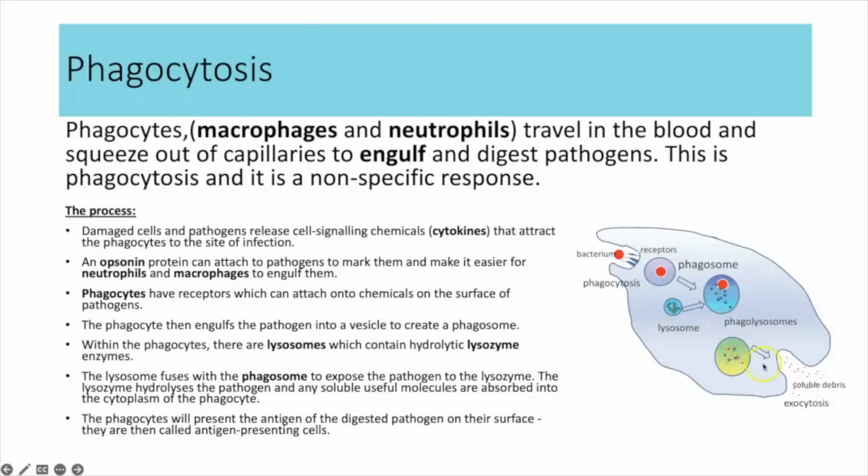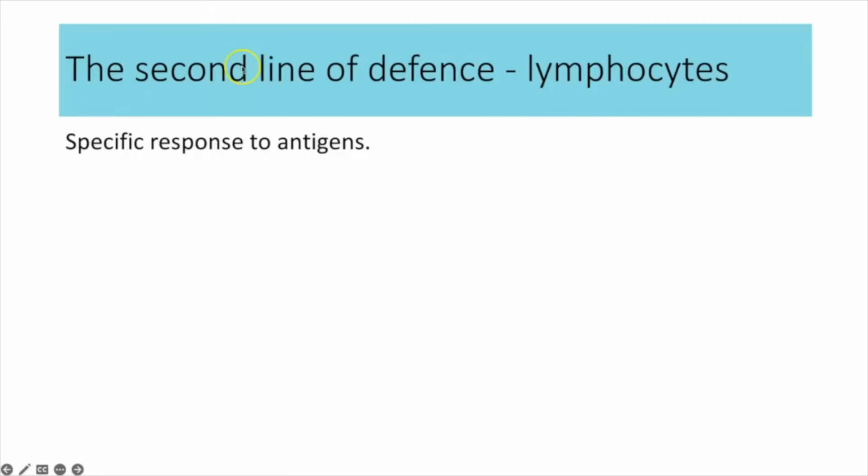be used. But it will also present the antigen on the surface of the phagocyte itself, and it's then known as an antigen presenting cell. So we then move on to the second line of defense. This is if none of those first lines of defense have actually stopped the pathogen from getting in or destroyed the pathogen, then the second line of defense will be occurring.